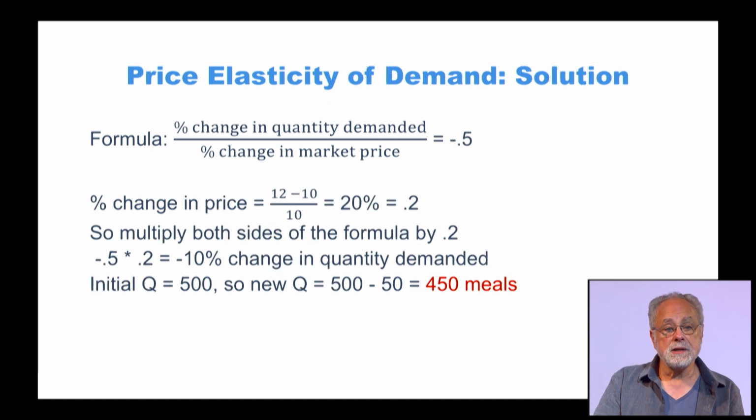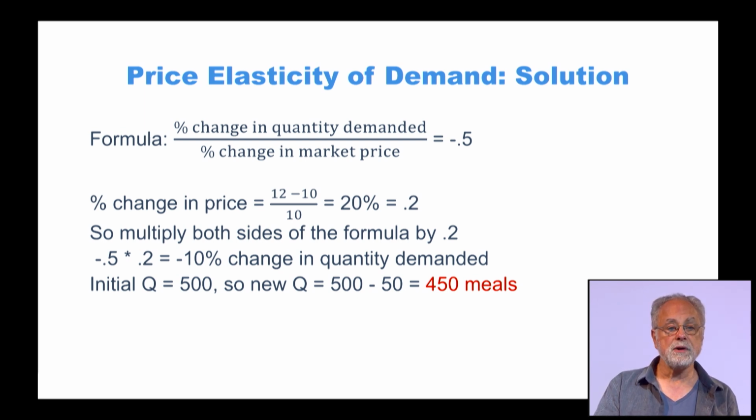Our formula is equal to minus 0.5. We were given that information. The change in price is from $10 to $12, so that's a 20% increase in the price. That is, it's a $2 price increase divided by an initial price of $10. That's a 20% or 0.2 increase in the price.